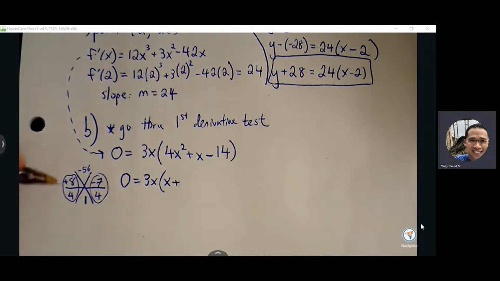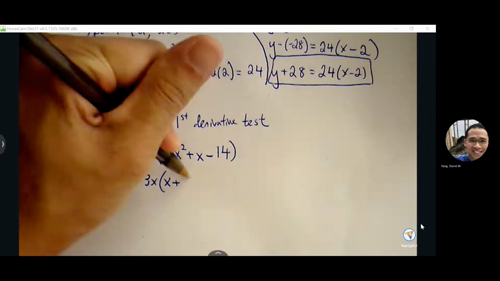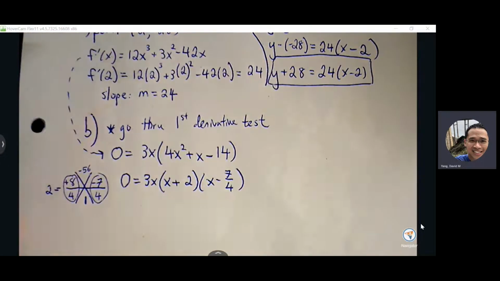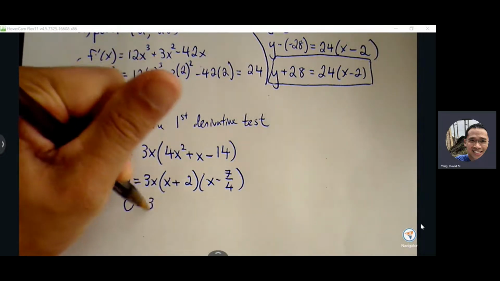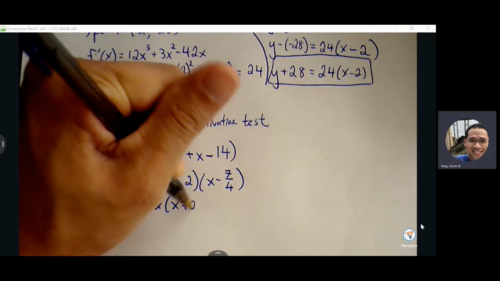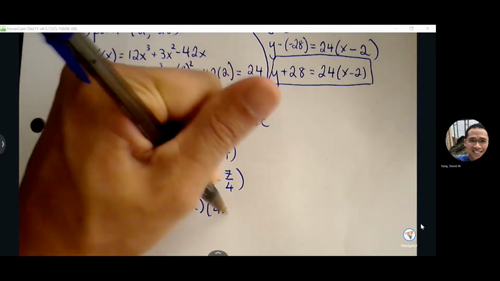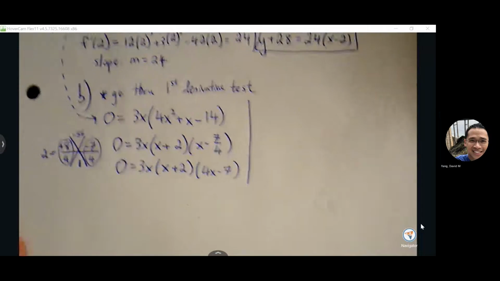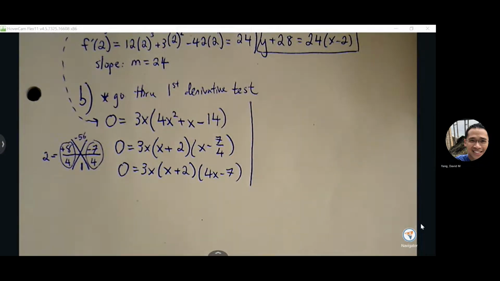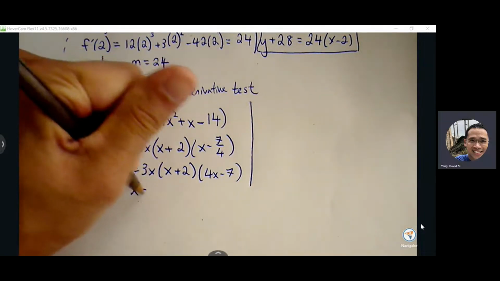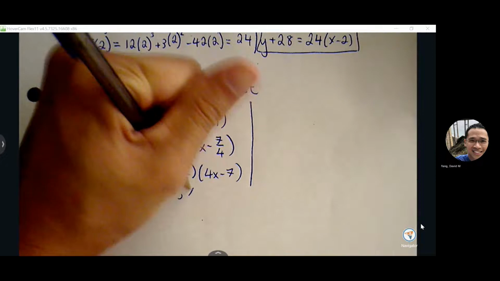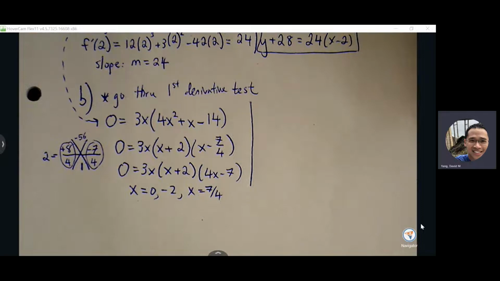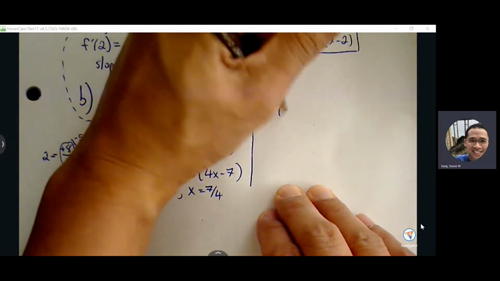8 over 4 reduces to be 2. x minus 7/4 doesn't reduce, but we can pull that 4 out in front. So here's my factored form where I can pull my critical points for my first derivative test. Solving for x, I get 0, -2, and 7/4. 7/4 is close to 2, but we can make our slope sign line here.